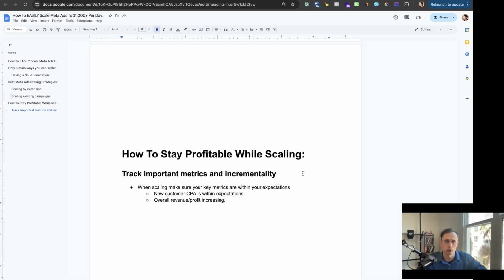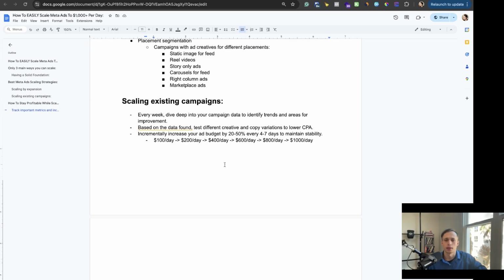And once you scale to maybe $1 million per month, or maybe 500K per month, you want to look at it day by day. It's very important to look at the whole business metrics, the business as a whole. You want to make sure your new customer CPA is within your expectations and your overall revenue and profit is increasing. And that's pretty much it.